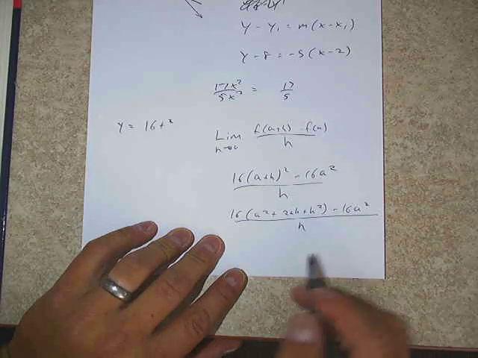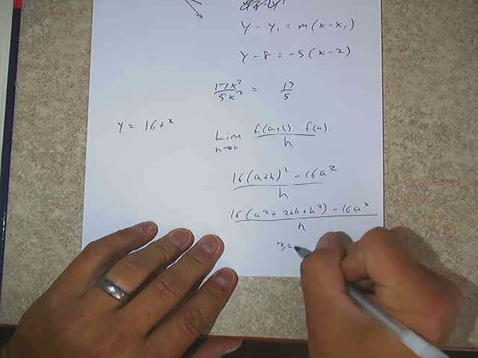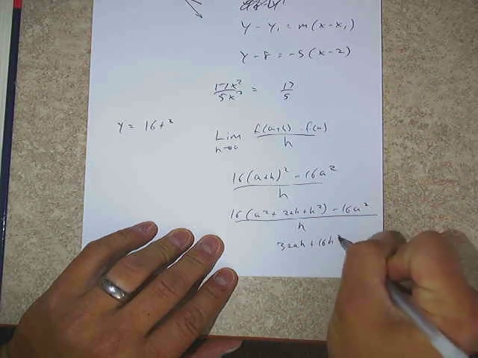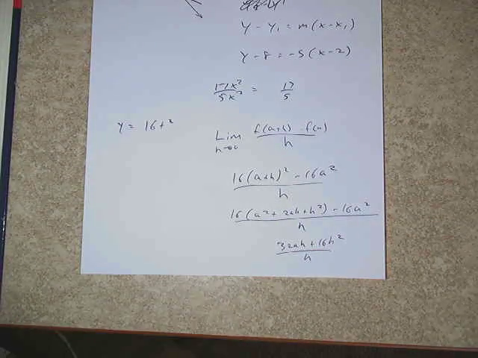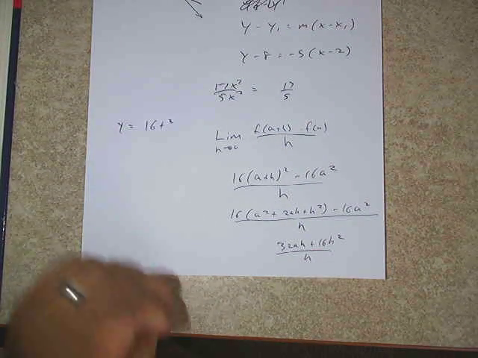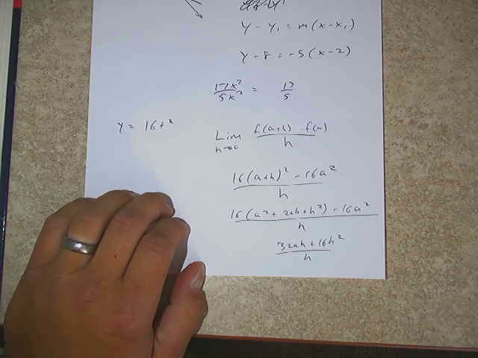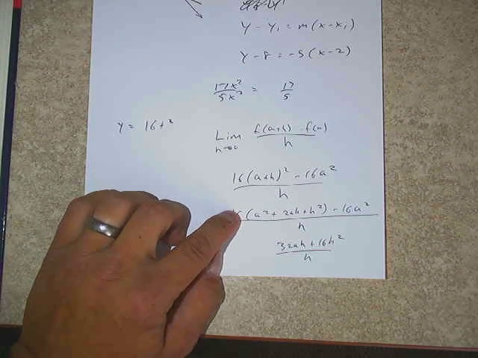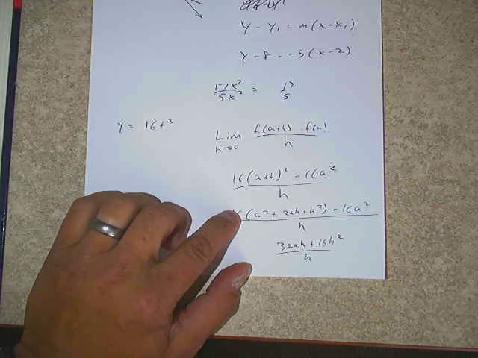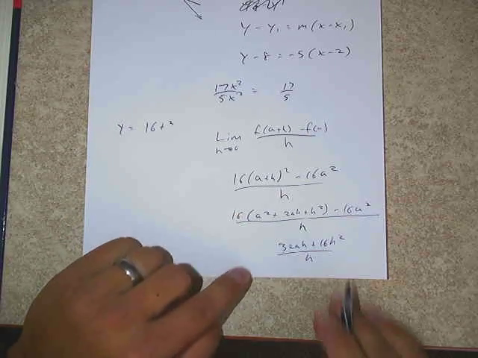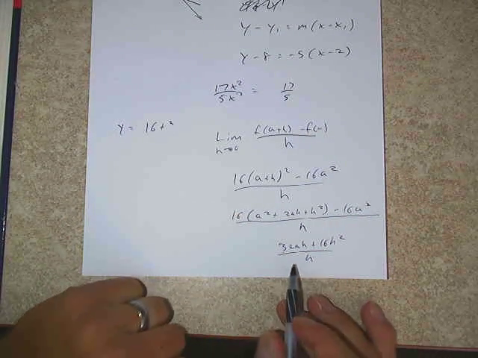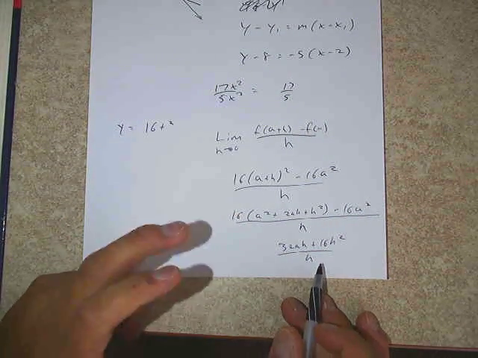Well, a couple of us do. But when we do it with not numbers, if you will, it would be 16a plus h squared minus 16a squared all over h. So let's do this one in general. At this point, when we get done, we're going to have an equation that's going to give us the instantaneous speed at any time. True? Yeah. Because we're going to do it in general.